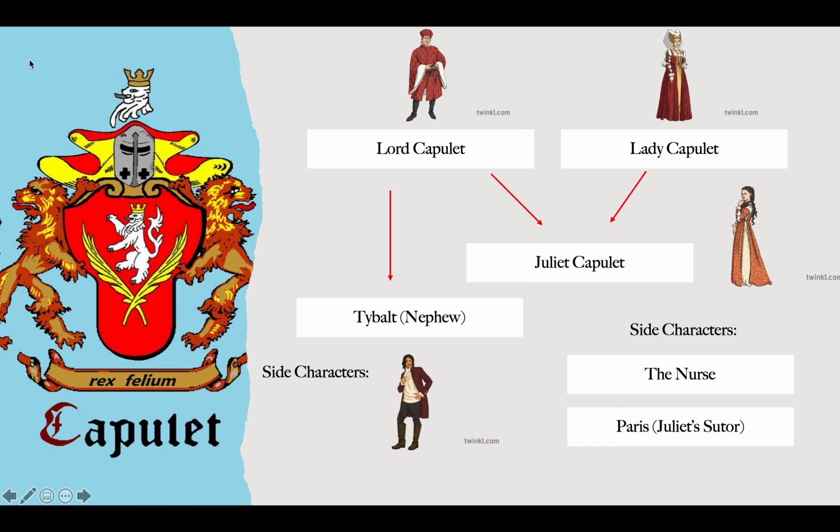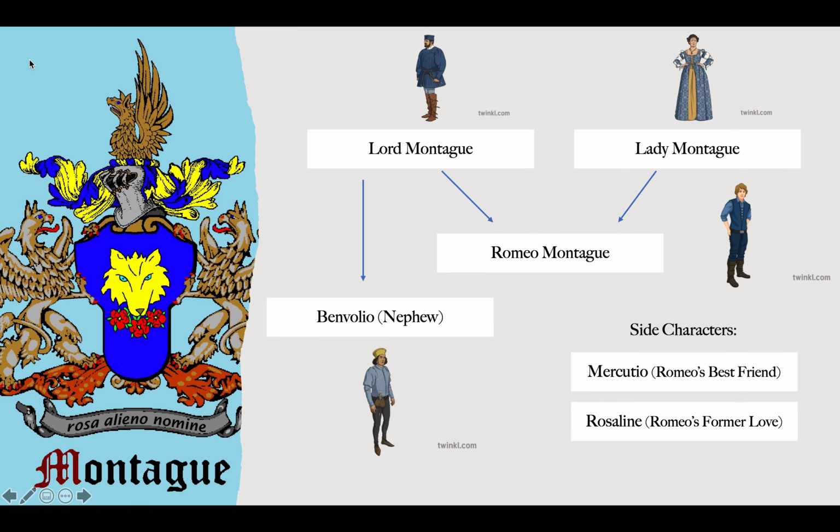So let's start off with the Capulet family. There's Lord Capulet and Lady Capulet, who have their daughter Juliet. And then there's Tybalt, who's the nephew of Lord Capulet, and the two side characters are the nurse, who takes care of Juliet, and Paris, who is Juliet's suitor. On to the Montague family, you have Lord Montague and Lady Montague, who have their son, Romeo Montague, and you have Benvolio, who is Lord Montague's nephew, and you have the two side characters, Mercutio, who is Romeo's best friend, and Rosaline, who is Romeo's former love.